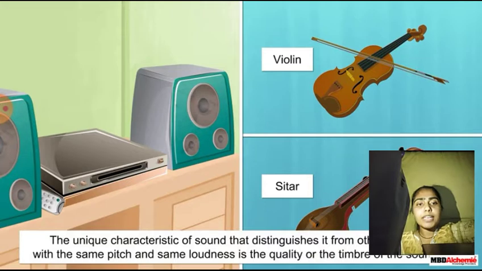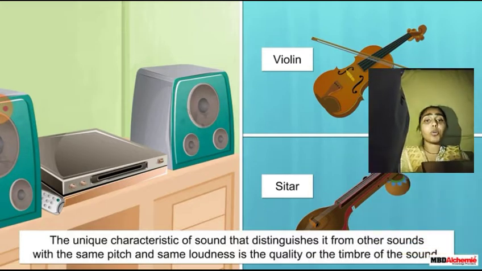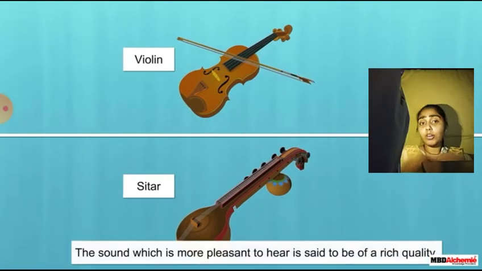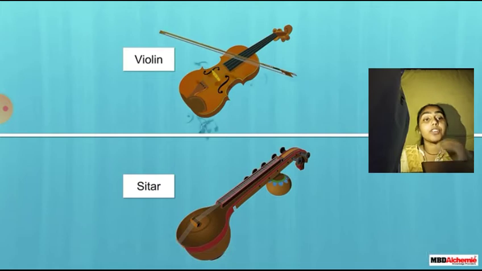It is a unique characteristic of a sound that distinguishes it from other sounds with the same pitch and same loudness, called the quality or timbre of sound. So this is the quality of sound, whether it is a soft sound or a noisy sound. A sound which is more pleasant to hear is said to be of rich quality.